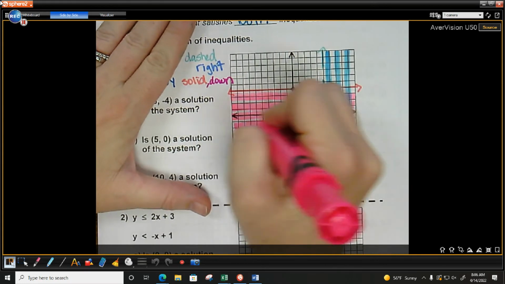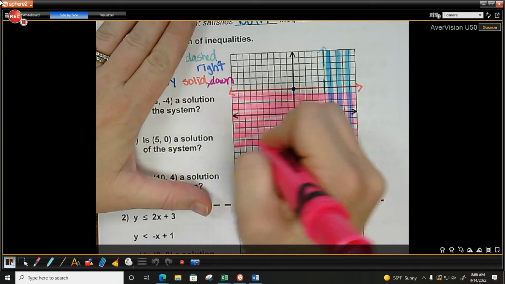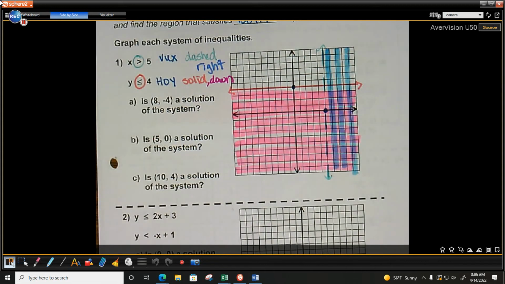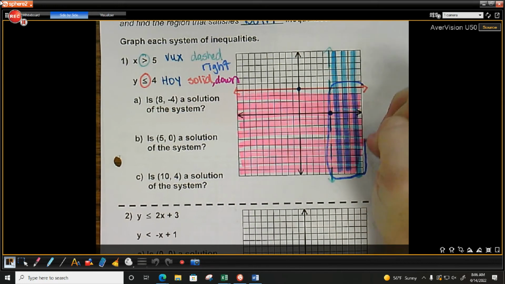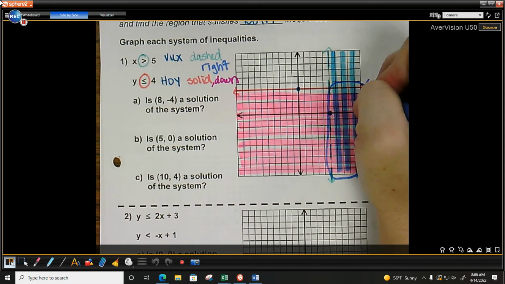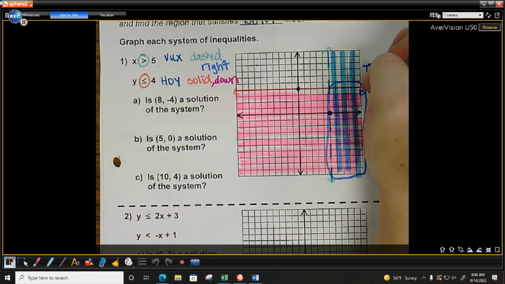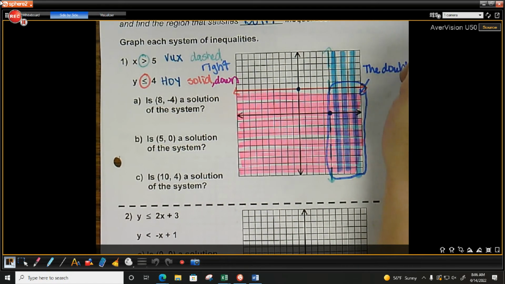Do we see our double shaded region? Do we see the overlap that is shaded both blue and pink? Hello? Yes? No? Yes. So this area right here, that is the double shaded region. Where the solutions are.